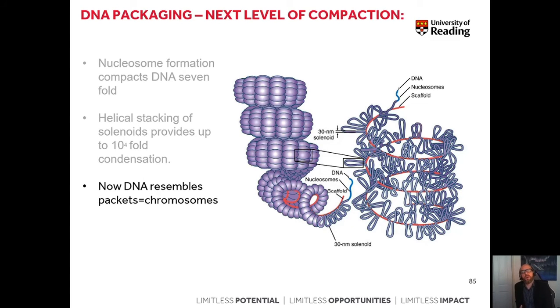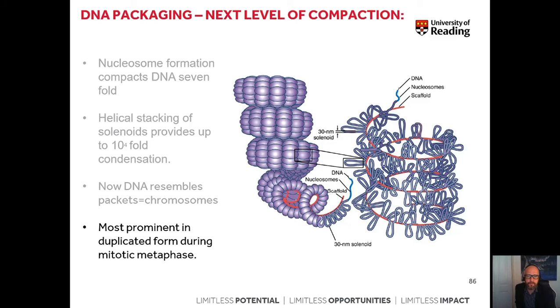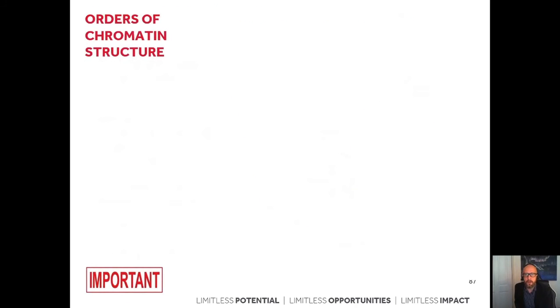Now our DNA finally resembles packets, and we are referring to those packets as chromosomes. Chromosomes are most prominent in duplicated form during cell division, during the so-called mitotic metaphase. But we are going to be looking at mitosis and meiosis in a dedicated lecture in the future.